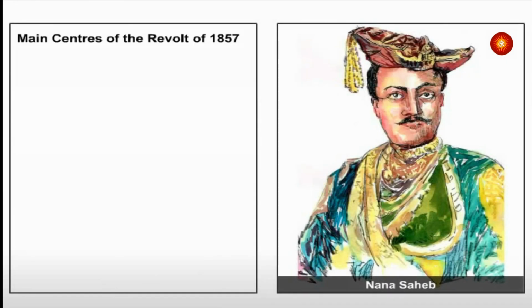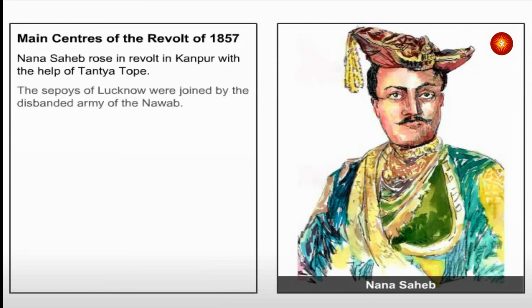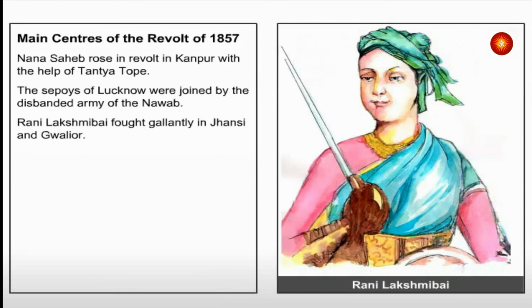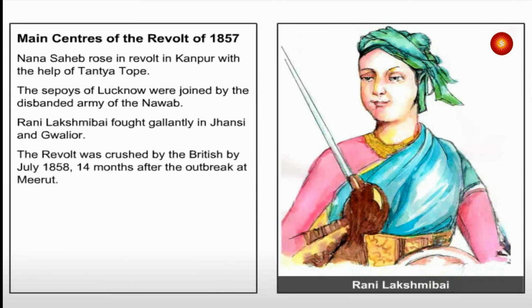Main centres of the revolt of 1857. Nana Sahib rose in revolt in Kanpur with the help of Tantya Tope. The sepoys of Lucknow were joined by the disbanded army of the Nawab. Rani Lakshmibai fought gallantly in Jhansi and Gwalior. The revolt was crushed by the British by July 1858, 14 months after the outbreak at Meerut.